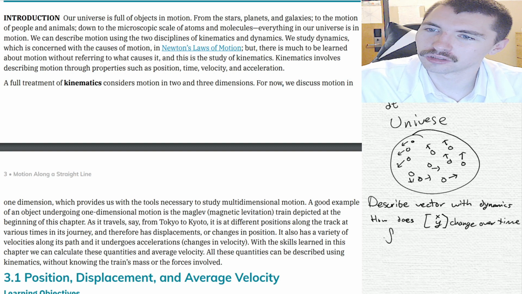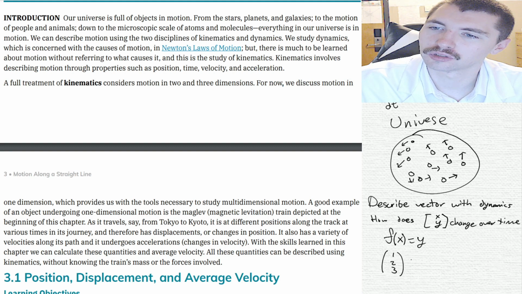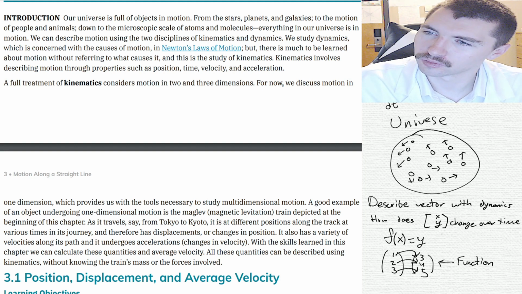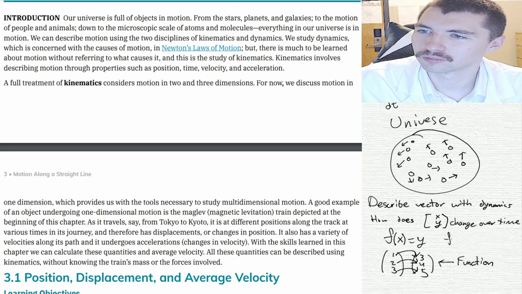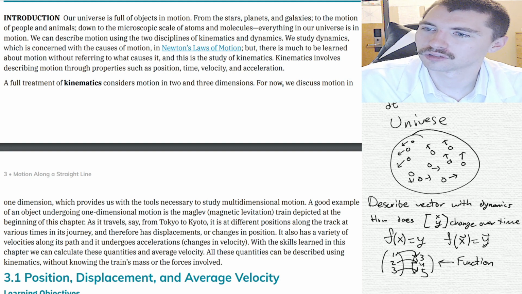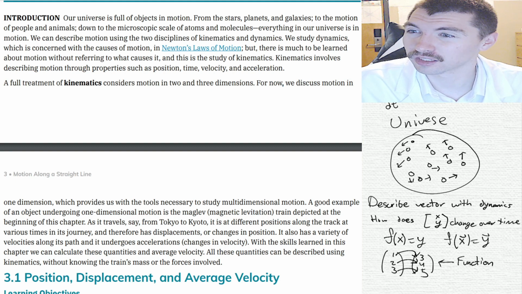Like, usually we do a function f of x equals y. So what we're saying is we have some group. We have one set, and each element of that set has a one-to-one correspondence. So that's a function. So this is a function. So I'm wondering if we can just say some vector function, is that describing the same thing? I think so.